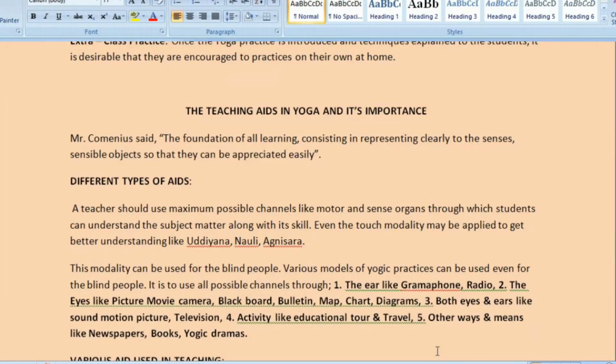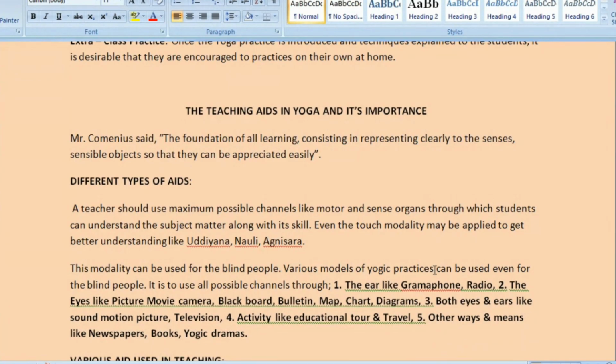Good evening, everyone. Today we're going to start the teaching aids in yoga and its importance. Mr. Comenius said the foundation of all learning consists in representing clearly to the senses sensible objects so that they can be appreciated easily. So there are different kinds or types of aids that we use.